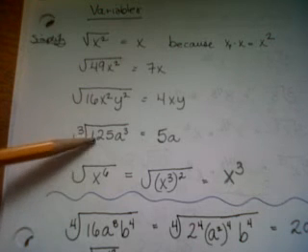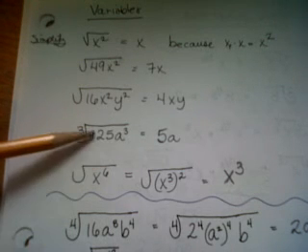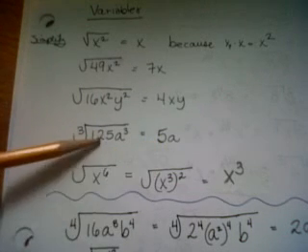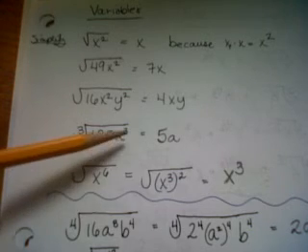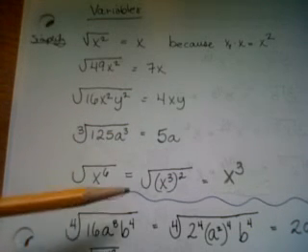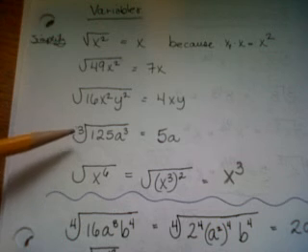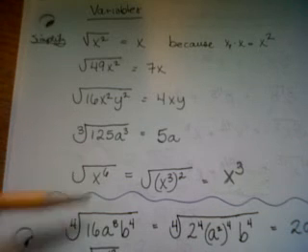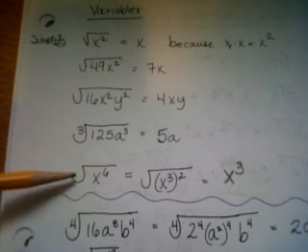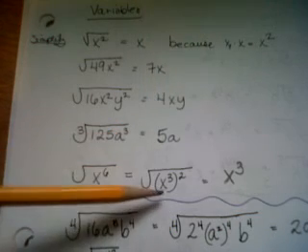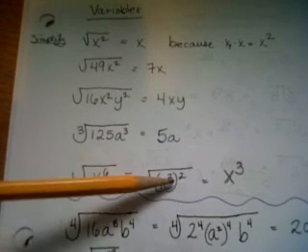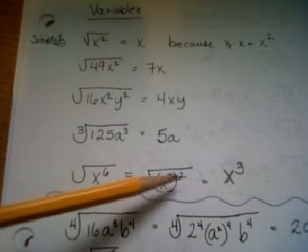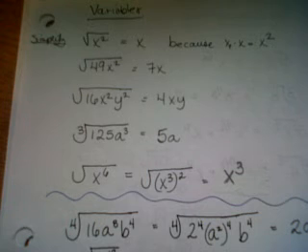If I looked at the cube root of 125a cubed, well, the cube root of 125 is 5, because 5 times 5 times 5 gives me 125. And the cube root of a cubed is a, because a times a times a gives me a cubed. Now let's say I want to look at the square root of x to the 6th. Well, I can rewrite this as x cubed squared, because 3 times 2 gives me 6. And so the square root of x cubed squared would just be x cubed.